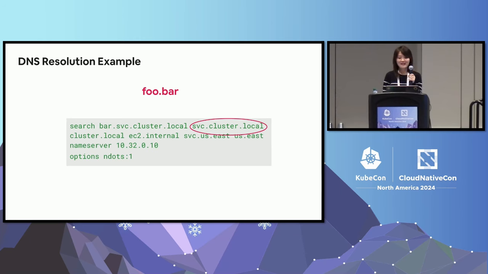Okay, append the next search domain, and the record is constructed as foo.bar.svc.cluster.local. Nice. This is a record. We can get the correct response, and this result will be returned to the client.